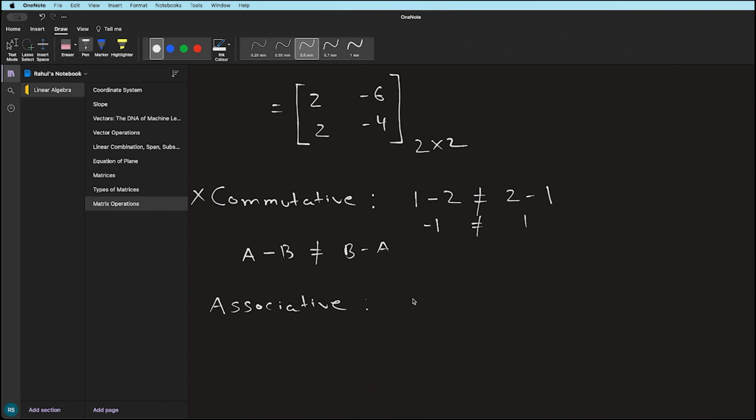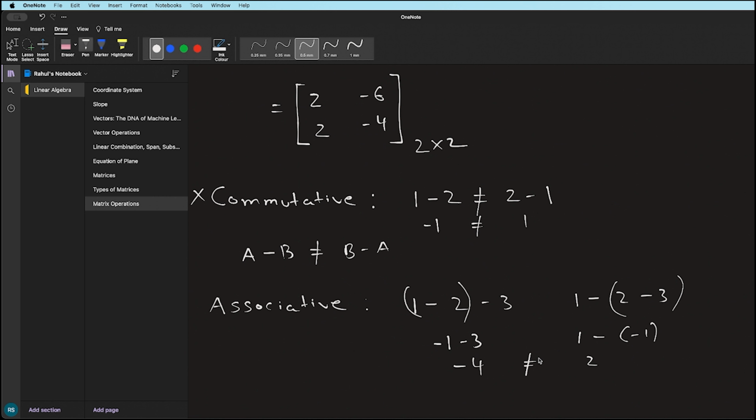If I write the real numbers 1 minus 2 minus 3 on both sides: if I subtract 2 from 1 and after that subtract 3 from the result, this will be -1 minus 3, which is -4. And on the other side, if I subtract 3 from 2 and subtract that result from 1, then 1 minus -1 is 2. So -4 is not equal to 2.